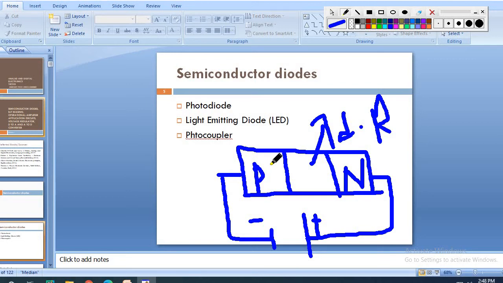But this depletion region is like a wall. It won't allow the holes of the P type to come to this side and the electrons of the N type to come to this side. This is the concept of the depletion region. Why I am telling this is that this concept of depletion regions occurs in the photodiode.